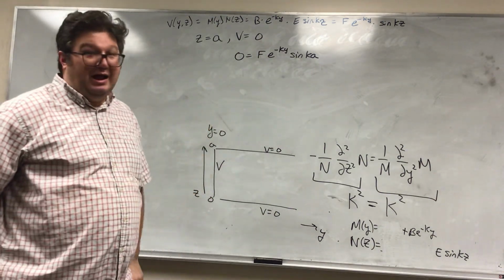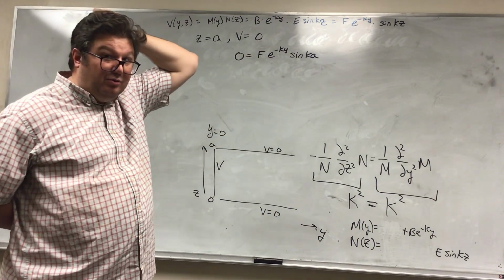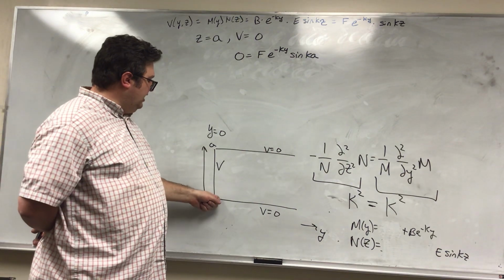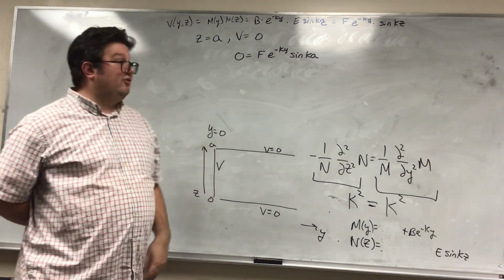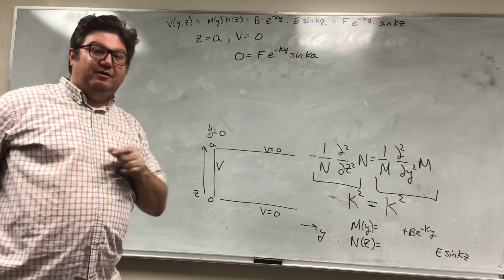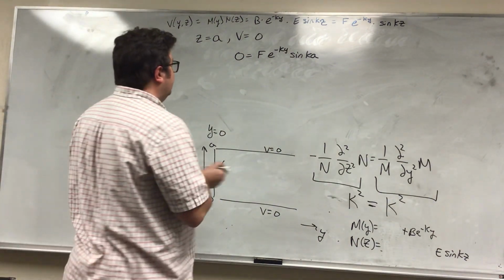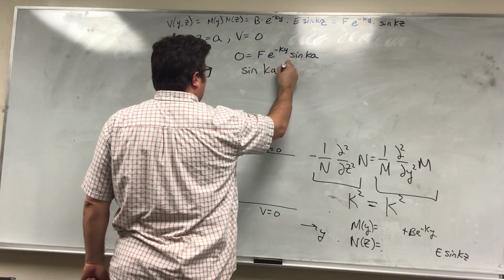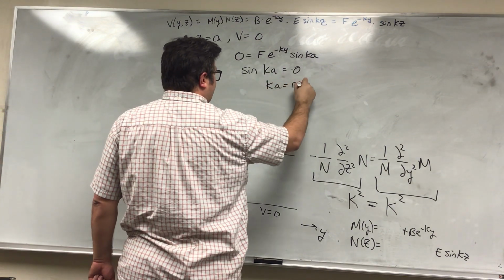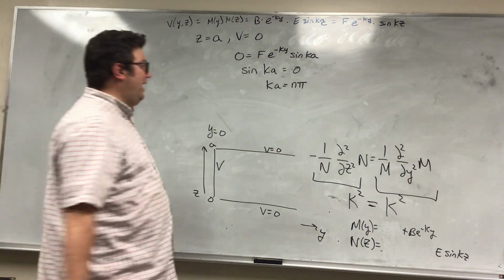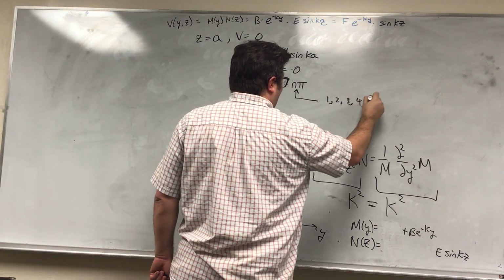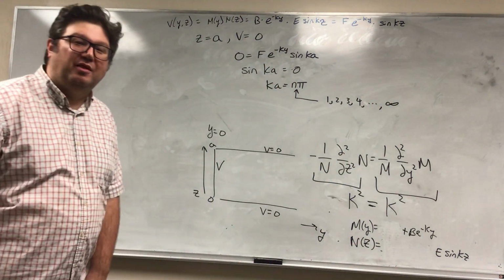E to the minus ky, I might be able to make this 0 for one value of y, but it's not going to be true for all values of y. And I need something that's going to be true, not just here, but at every point all the way up. So I can't really work with that. But I could take this sine of ka and make that 0. How so? Well, the sine of ka is equal to 0 when ka is equal to n pi, where n is any number from 1, 2, 3, all the way up to infinity. And I have to include them all.